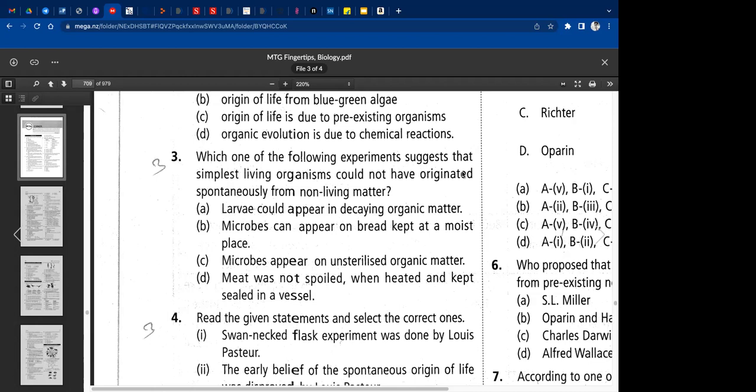But if you keep it sealed, like in an airlock or a vessel, there will be no life coming on that decaying matter. So this disproved that life can spontaneously originate. You always need some spore of bacteria, spore of fungi, or a seed or a pollen. Something should be there which contains a living system that grows when it gets a nutritive medium. So the correct answer is D. Is it clear, everyone? Make sense?